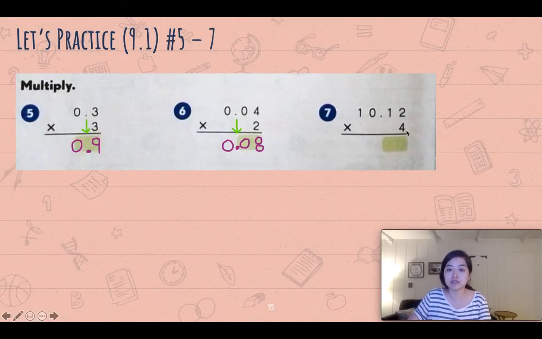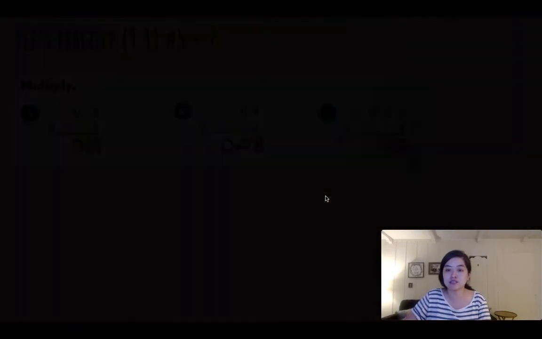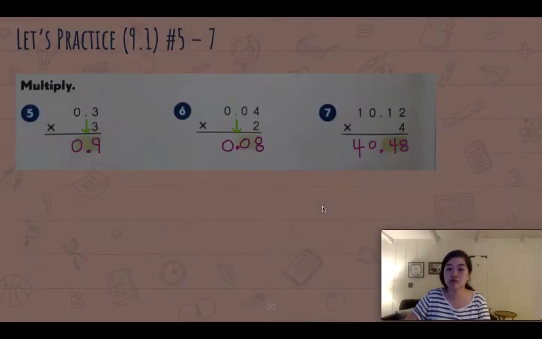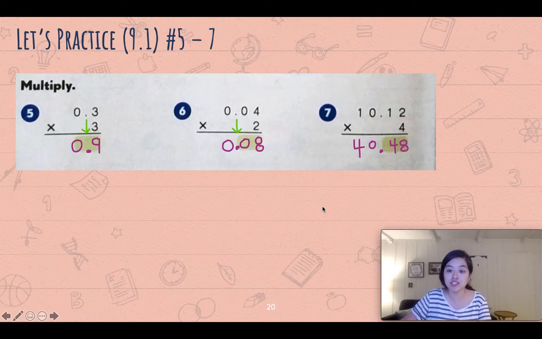And then for number 7, 4 times 2 is 8. 4 times 1 is 4. 4 times 0 is 0. 4 times 1 is 1. I'm sorry, 4. 4 times 1 is 4. And then I'm going to drop the decimal place right here in the same position. So it's 40.48.